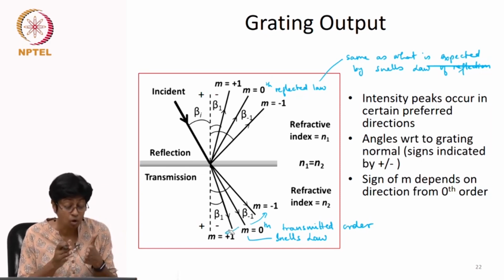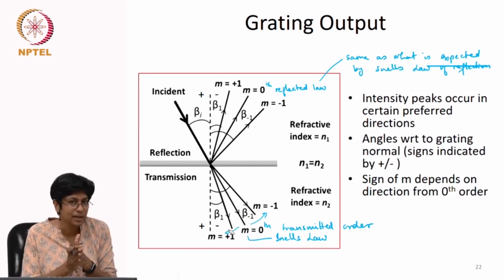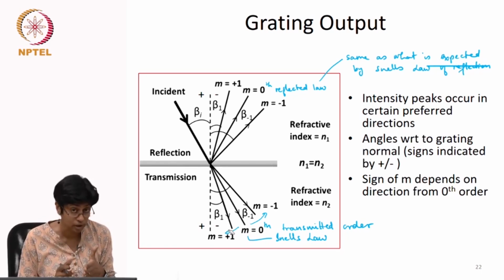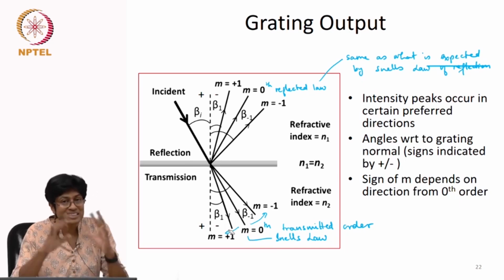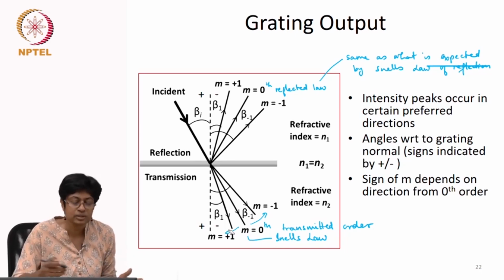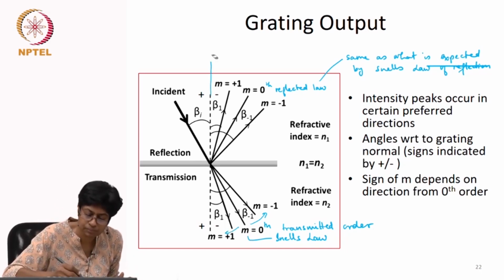Okay, so the order sign is determined by the location of the order with respect to the 0th order, and angles in general have their sign defined with respect to the grating normal.